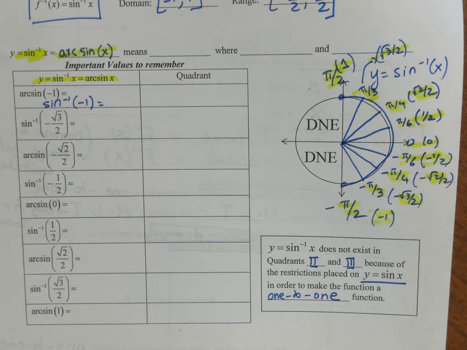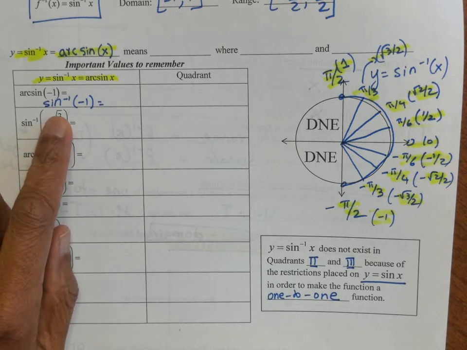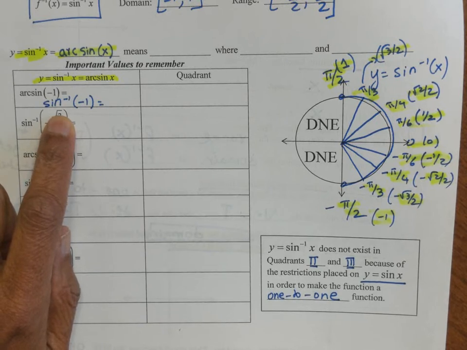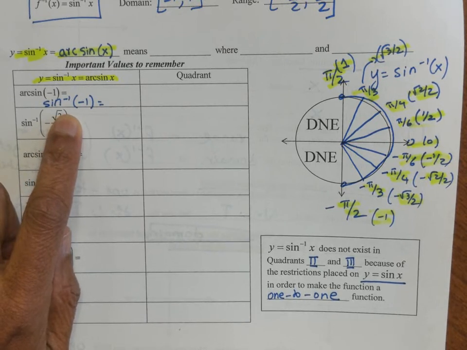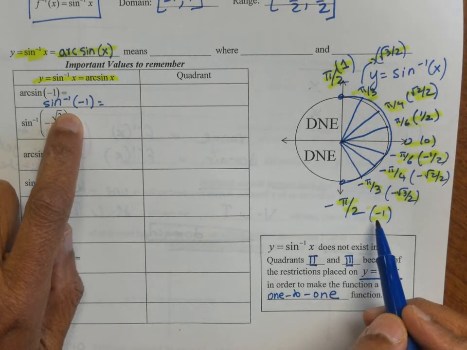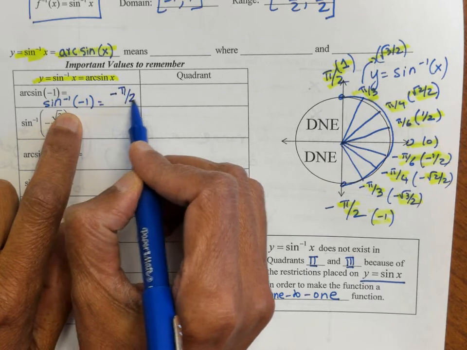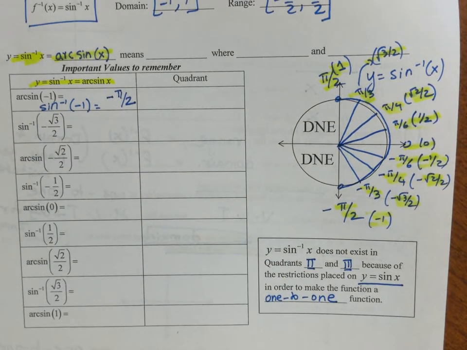So the way you want to ask yourself to give an answer to this is: at what angle on the unit circle is the value of sine negative 1? It is negative pi by 2. Because remember, the answer should be the angle. Right? The input is a ratio, the output is an angle.